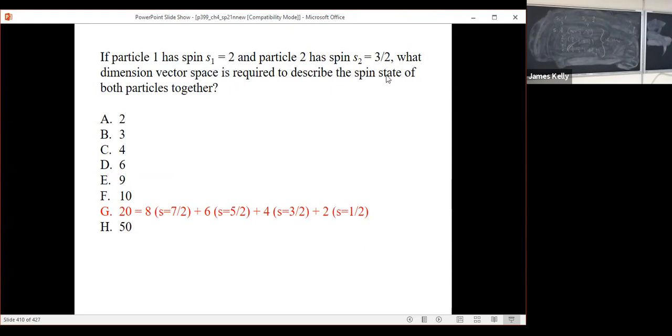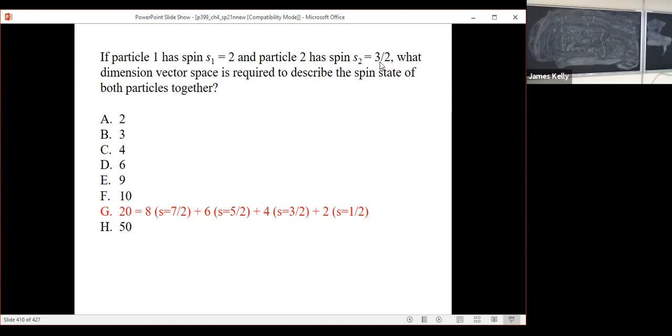Spin 1 equals 2, spin 2 equals 3/2. We said this one has 5 states associated with it. This one has 4 states, so we counted the product of those as 20. If we count it the other way, we would say, well, let's see. 2 is the same thing as 4/2.